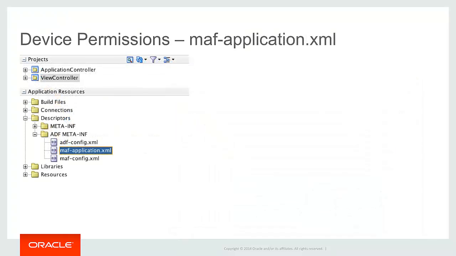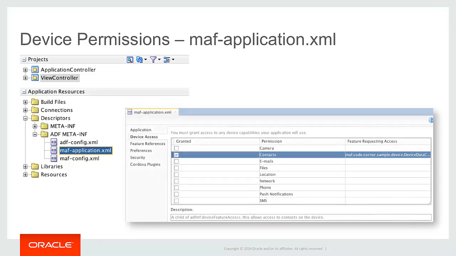Now here we do have the maf-application.xml file. It's in a different location than the maf-feature file. It's in the application resources. You expand this and then you find a descriptor node, and in the descriptor node there's an ADF META-INF folder, and there you find that file. You double click on that and it will open up in a dialog.